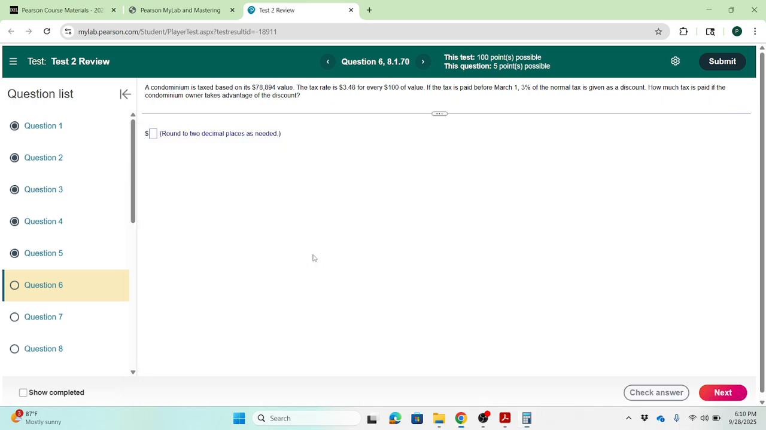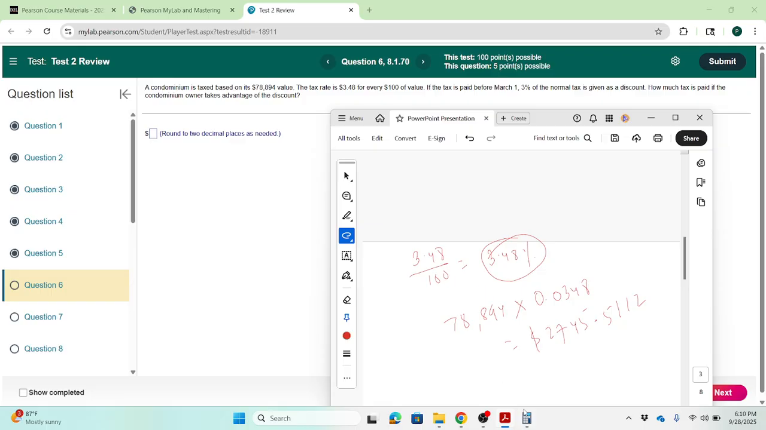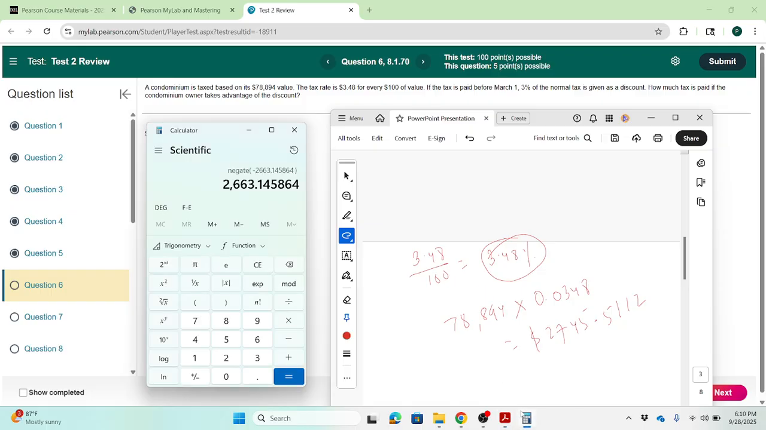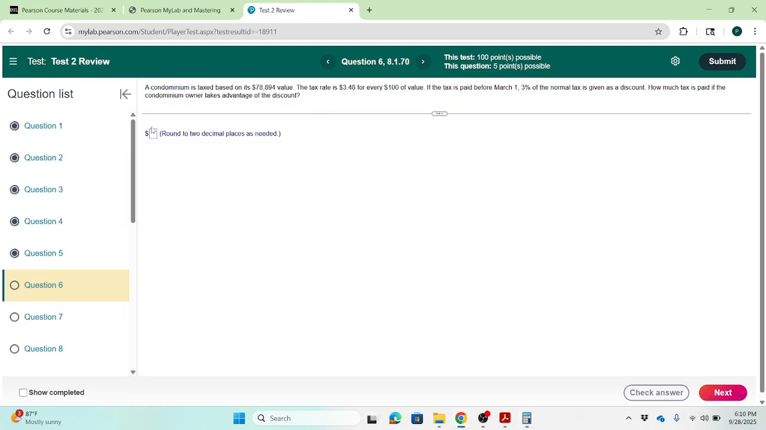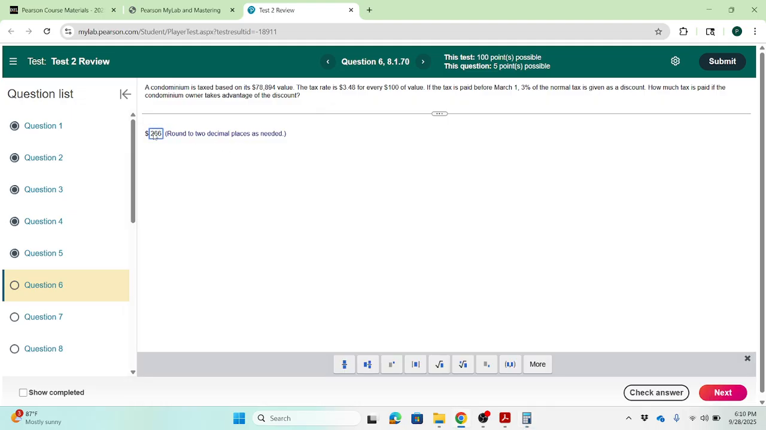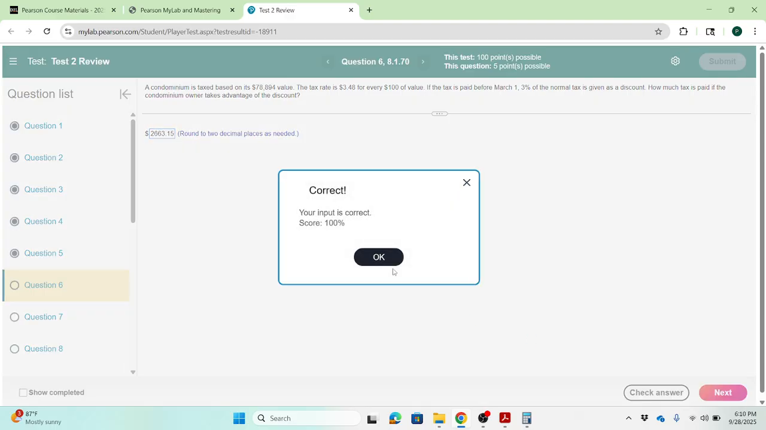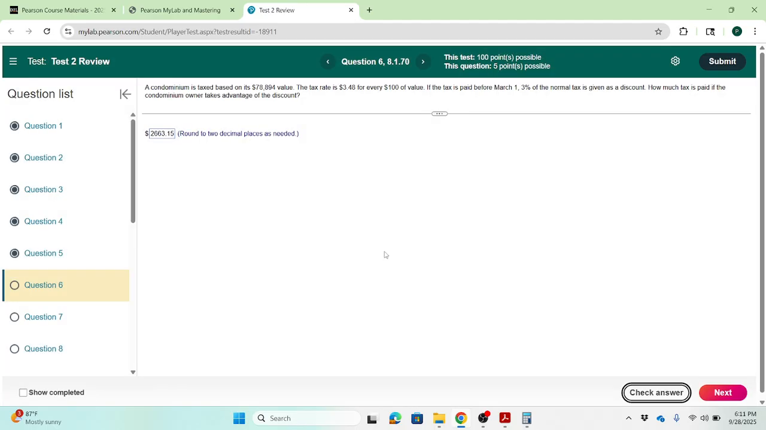And let's see if they want us to round to the 2 decimal place. So 2663.15. That's the tax they pay with the 3% discount. Remember, when you calculate the 3%, that's the 3% of the actual tax.